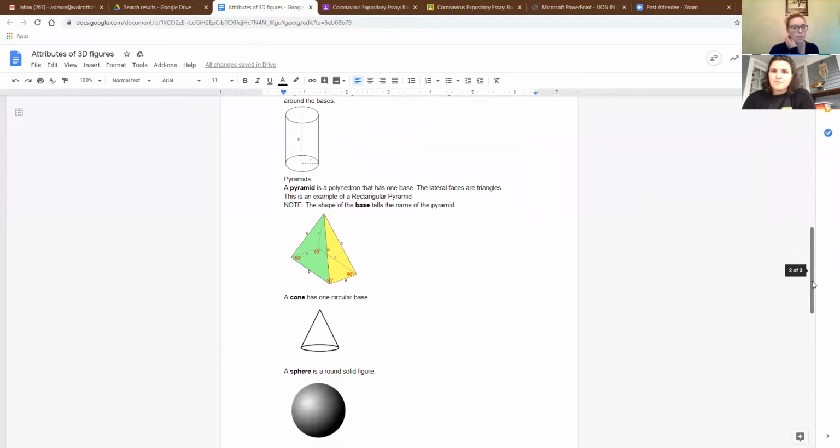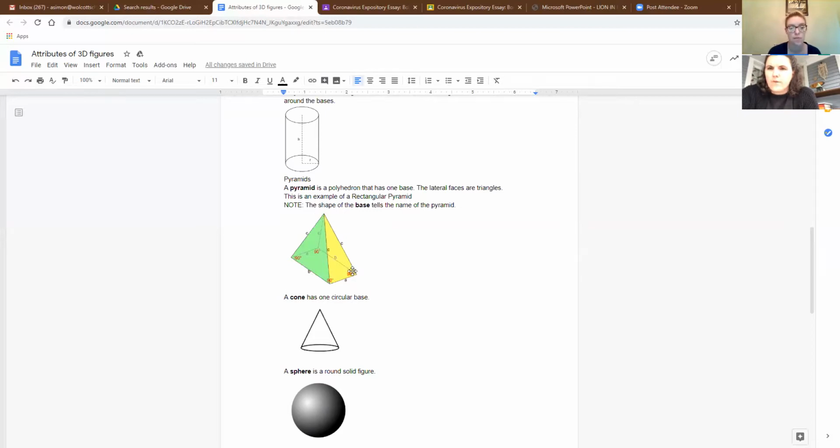Our next shape is what we call a pyramid. A pyramid is a polyhedron that has one base. It's different because we can see in this picture that it only has one base. We don't have two bases here. The lateral faces are triangles. We can see that these faces are made up of triangles, and it comes to a point, a vertex at the top.